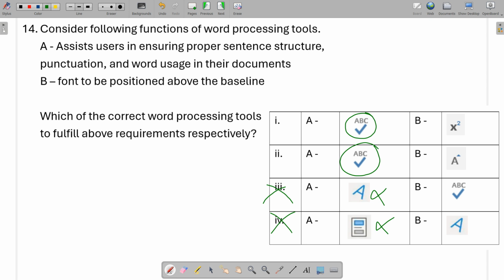And statement B says font to be positioned above the baseline. So this is the correct way of positioning a font above the baseline, which we call the superscript. So A1 is going to be the correct answer. This will increase the font size, so it is not going to be the answer. So the first one is going to be the answer for the 14th.